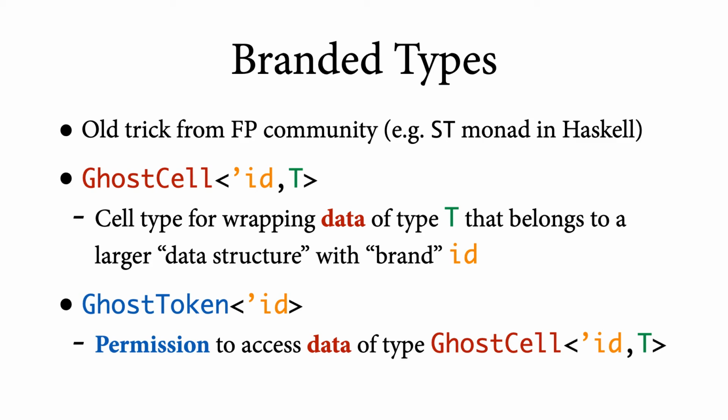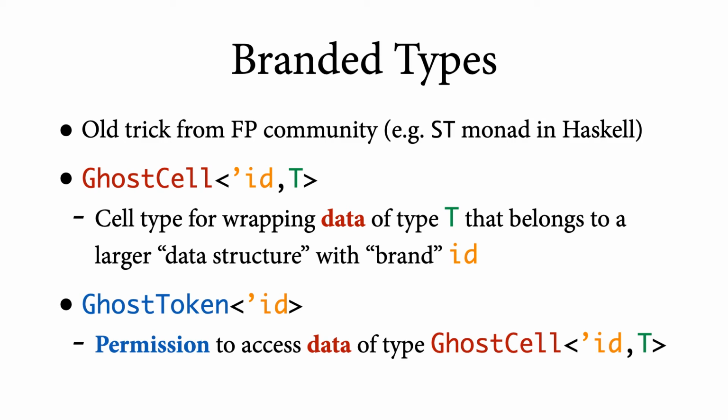Concretely, Ghost Cell realizes this idea using an old trick from the functional programming community called branded types. You may be familiar with branded types from the ST monad in Haskell. We call them branded types because they are types parameterized by a brand, which is a kind of static representative of a dynamic data structure. Specifically, we introduced two new types, Ghost Cell and Ghost Token. Ghost Cell ID T describes a cell type for wrapping data of type T that belongs to some larger data structure, such as a doubly linked list, with brand ID. And Ghost Token ID describes the permission to access the contents of any ghost cells that are branded with that same brand ID.